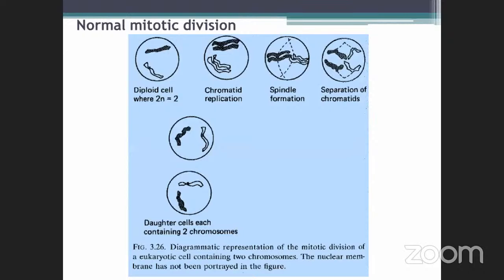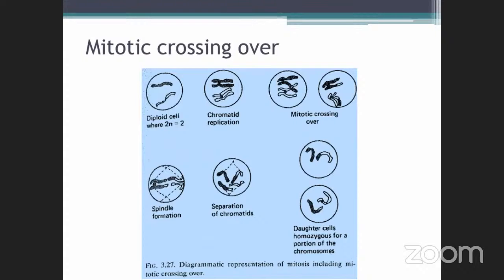In normal mitosis, what will happen is that in the diploid cell, where the chromosome number is 2n, chromatid replication occurs, and spindle formation and segregation are generally carried out. So each cell enjoys 2n chromosomes. But in mitotic crossing over, sometimes part of the chromosome may extend to another particular chromosome.